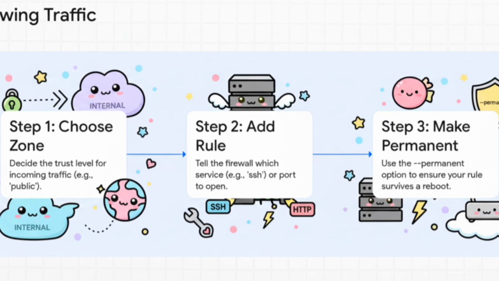First, we pick our zone. And look, for a service you're exposing to the internet, this is almost always going to be the public zone. Second, we tell it which service, like SSH, or which port number to open. And third, and this is a really crucial step that people forget, we make the rule permanent. If you don't, it's just going to vanish the next time your server reboots.